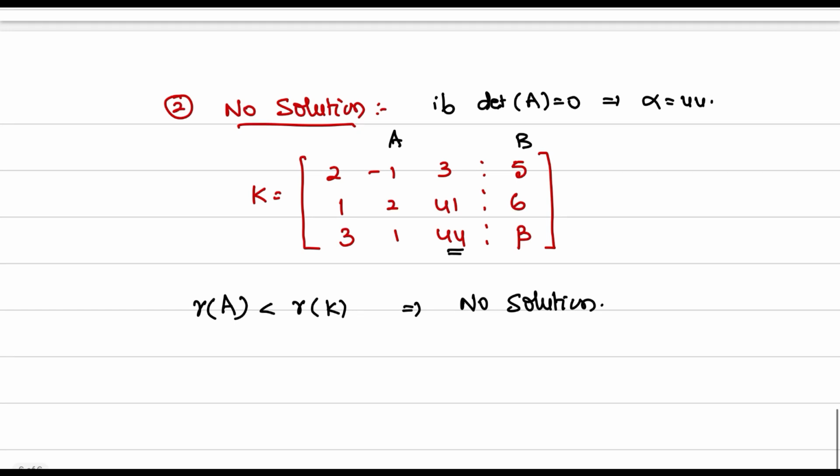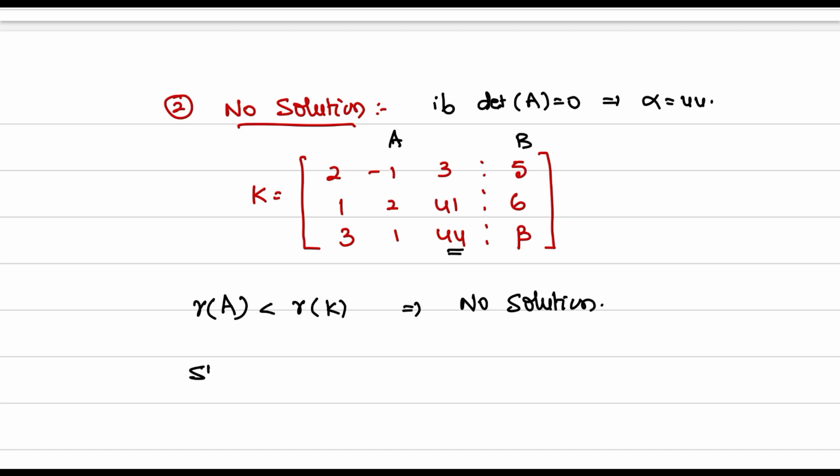Now, we made rank of A as 3. Determinant we made it as 0 by putting alpha is equal to 44, determinant as 0. We have to find the rank of A. We have not made rank of A as 3. We made determinant A is equal to 0, means rank of A is less than 3. And what happens to rank of K in this condition?